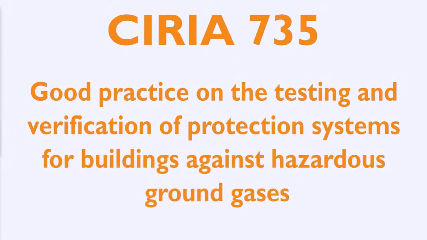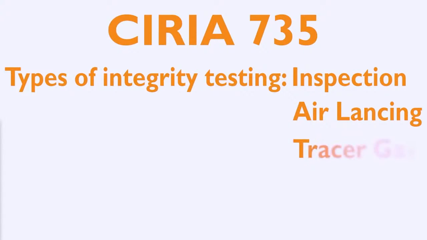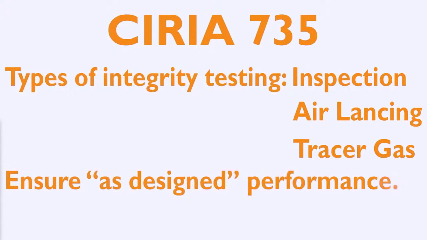Released in 2014, C735 details requirements for validation and inspection and means that more or less every gas protection installation will require fully independent inspection and verification of at least some percentage of the development. This CIRIA document also details the types of testing that can be undertaken, from simple visual inspections through to air lance and tracer gas testing. Not all of these testing methods are suitable for every site, and these limitations are discussed in the CIRIA documentation, making it well worth reading for anyone involved in these types of projects.